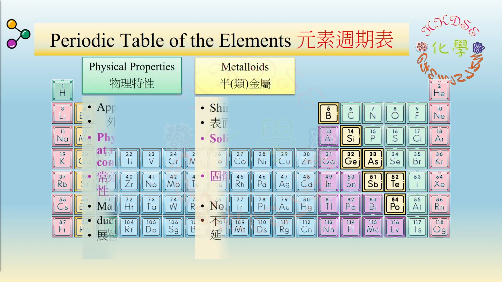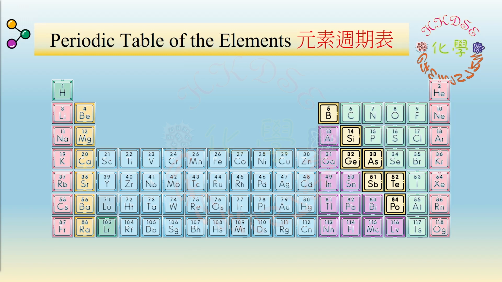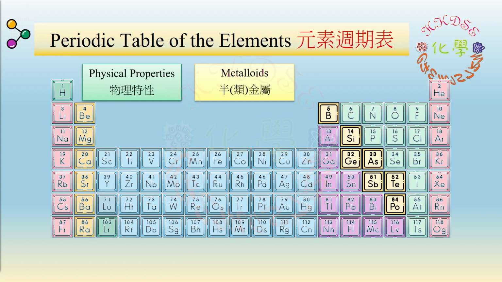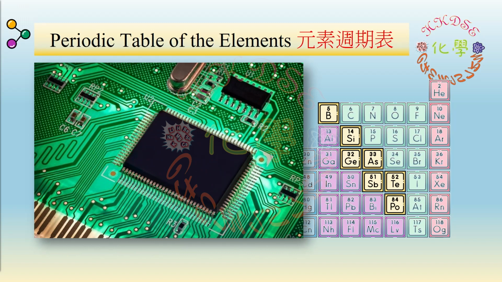Most of them have a shiny appearance like metals, and are solid at room temperature and pressure, but they are brittle like non-metals. Metalloids have intermediate conductivity of heat and electricity. If metalloids conduct electricity, they must either be heated or in slightly impure form. Lastly, metalloids have intermediate melting and boiling points. Based on their characteristics, metalloids are often used as semiconductors. Now we know the general physical properties of metalloids.